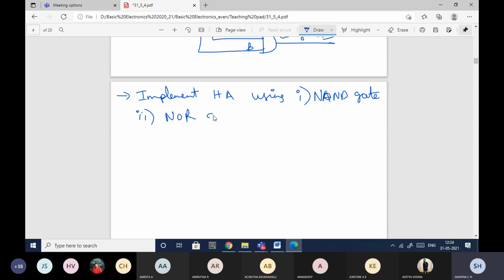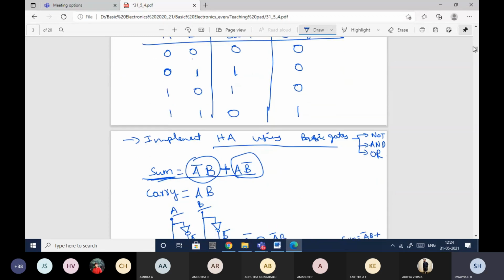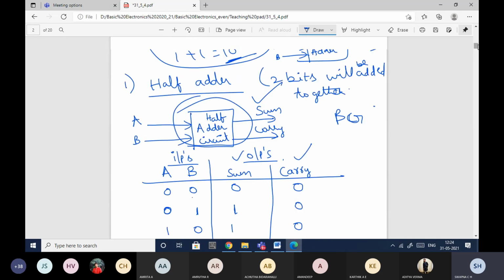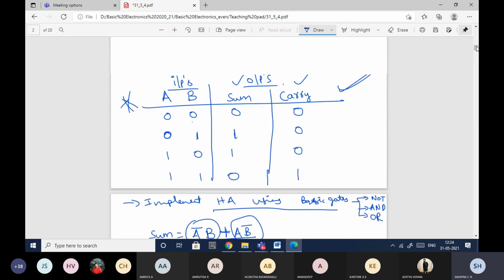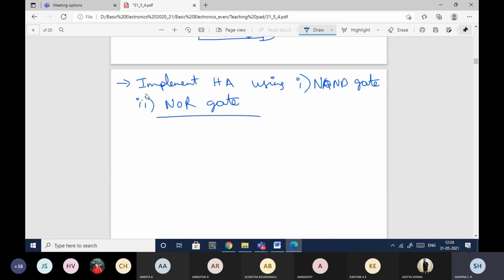Every time they give you a question, you don't take the equation directly. Let me tell you what kind of mistake students were making. Whether using basic gates or universal gates for the implementation of a half adder, you need to write the truth table. The truth table is compulsory. This is very, very important. I'm not writing it again and again because I already showed you how to write the output equations. Whenever they ask you to implement a half adder, don't directly go with the sum and carry equations. You write the truth table.